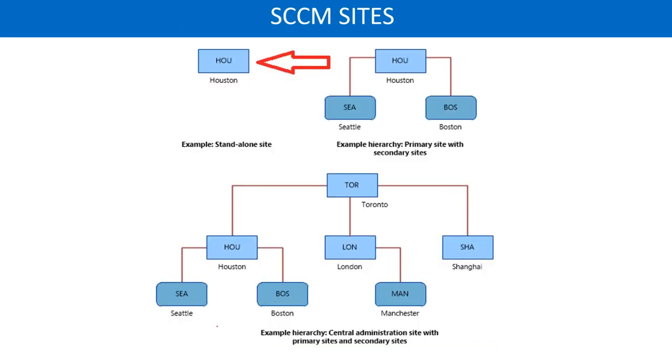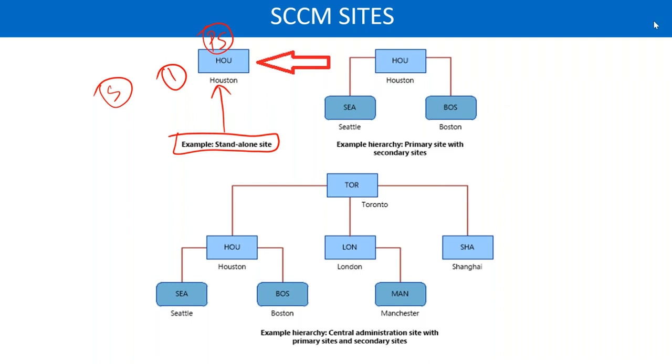Now, this will give you more clarity. There are three architectures in SCCM. You will never find any other architecture apart from these three. Let's say you are running a small company. For a small company, this is the architecture. You just need one primary site, installed in Houston. You don't have any branch offices. You call it a standalone primary site, and it will manage all the devices in Houston.